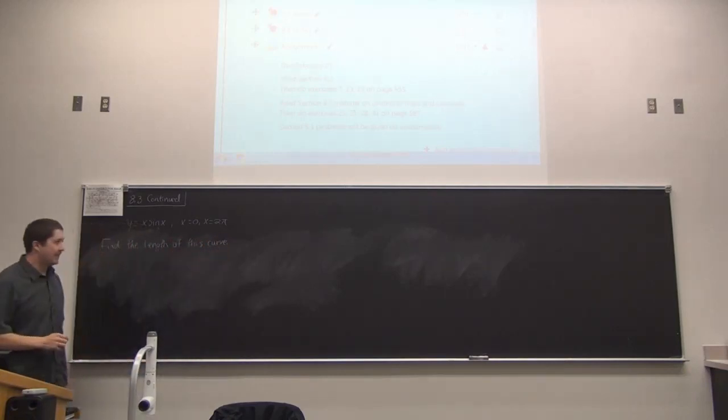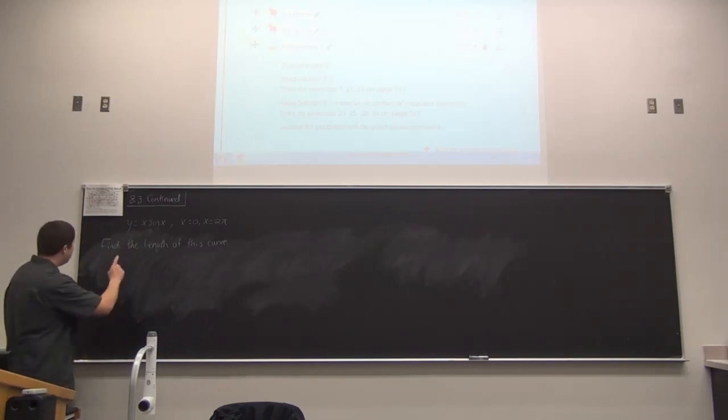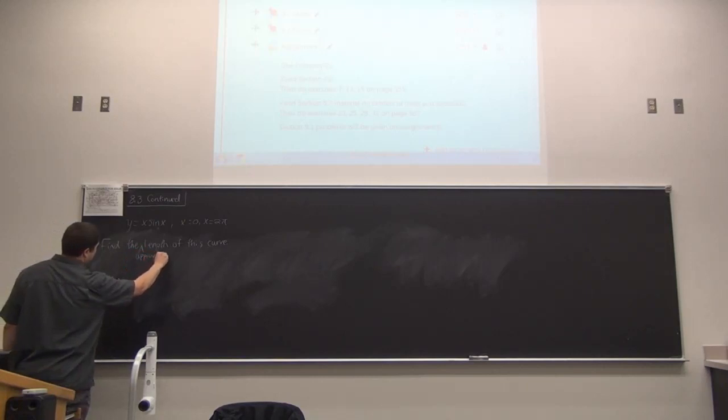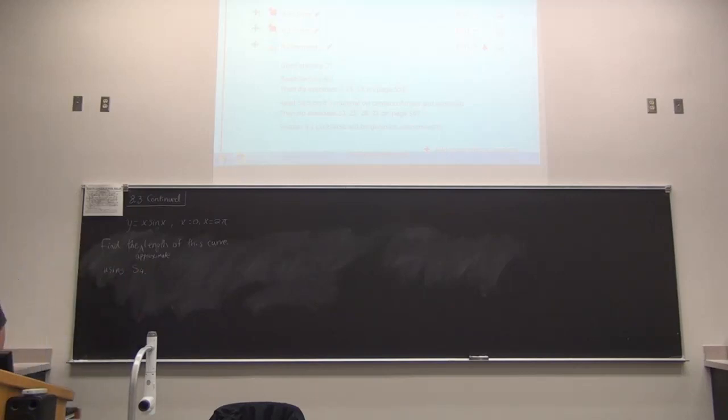Well, we're not going to find the exact length. We're going to approximate it because this is a very terrible integral. So instead of finding the length, let's say find the approximate length of this curve using S4, where by S4 we mean just Simpson's rule with n equal to 4 subintervals.